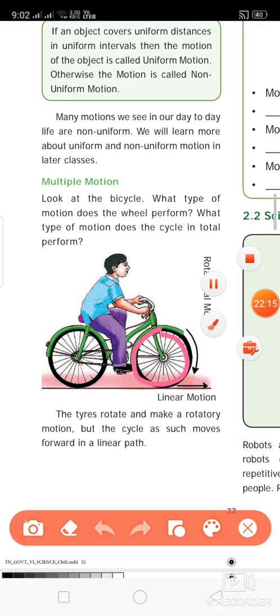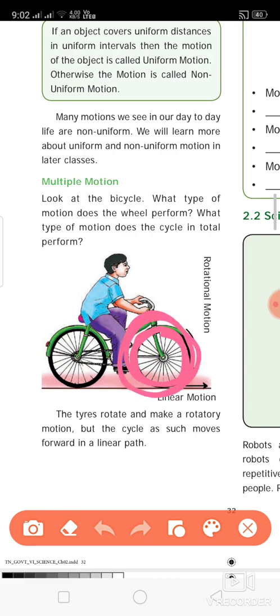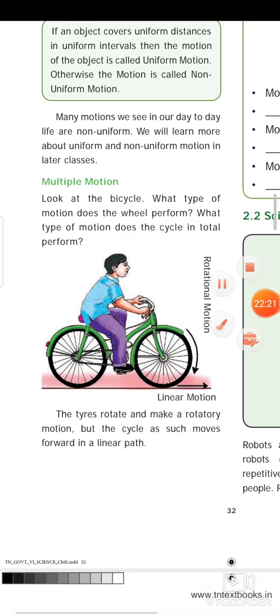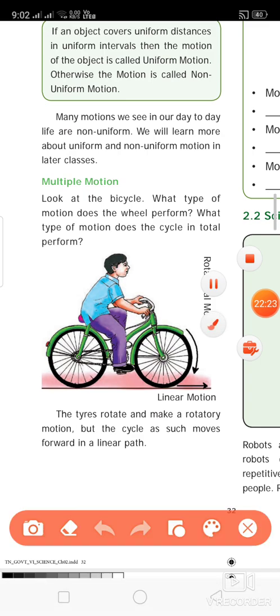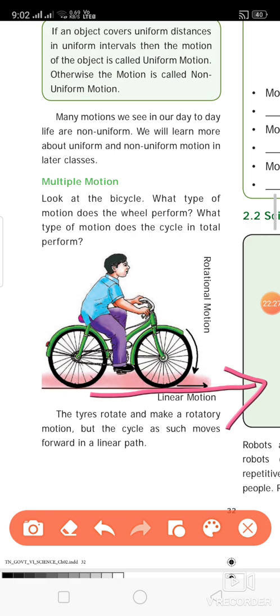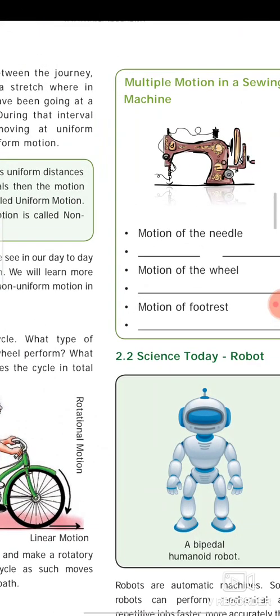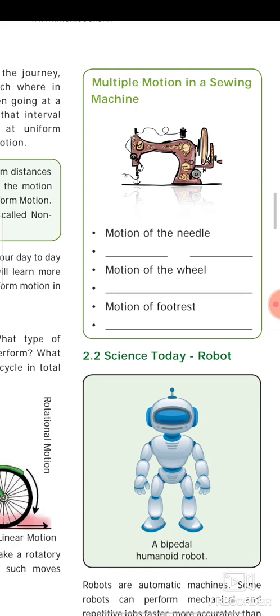Considering the wheel, it is rotatory motion. It rotates, it rotates, it rotates. But while you consider the motion of the cycle, it moves forward. So it is a linear motion. So this is the combination of motion. Many times this combination of motion occurs: the cycle, bicycle, motorcycle, etc. Example for multiple motion: see the sewing machine. The sewing machine is also an example for this multiple motion.